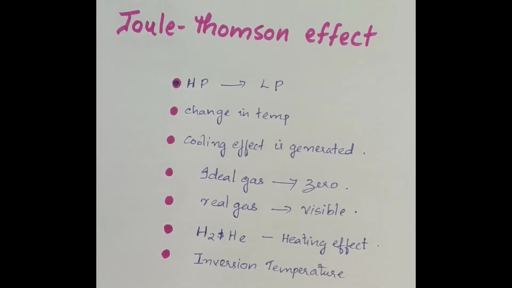Hydrogen and helium show an increase in temperature, that is, a heating effect, they get warm. They show an increase in temperature during Joule-Thomson expansion because of their low inversion temperatures, that is, minus 80 degrees Celsius for hydrogen and minus 240 degrees Celsius for helium.